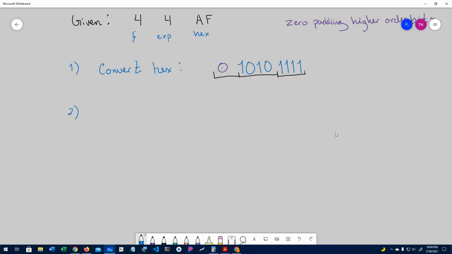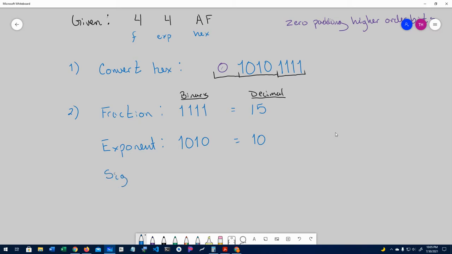What I mean by that is I'm going to divide that up as fraction. So the fraction field, it's going to be 1, 1, 1, 1. And its decimal value is going to be 15. So this is binary and decimal. And the next one is our exponent field. And its decimal value is 10.